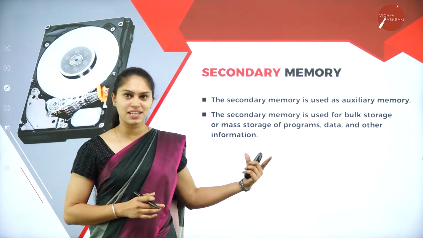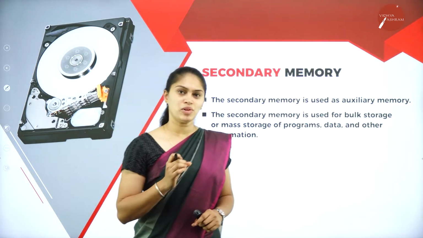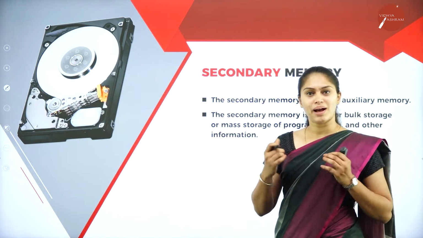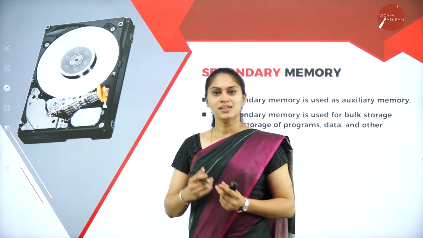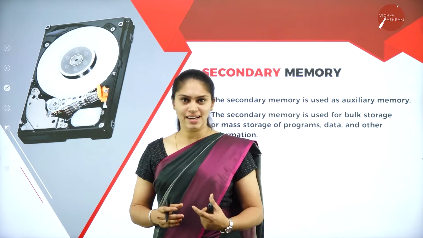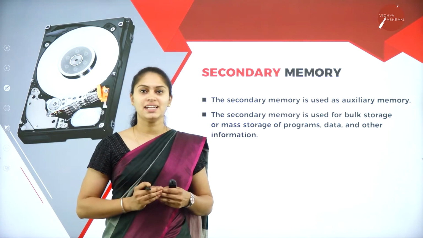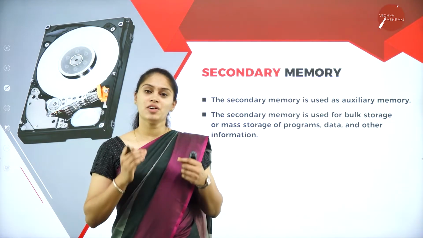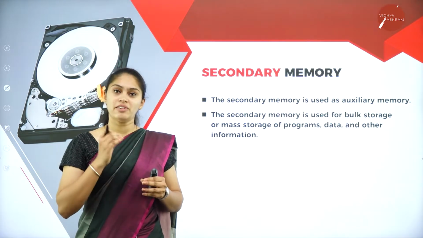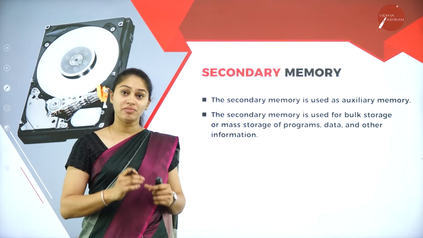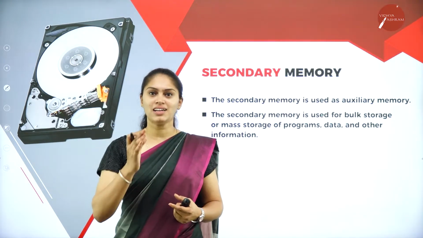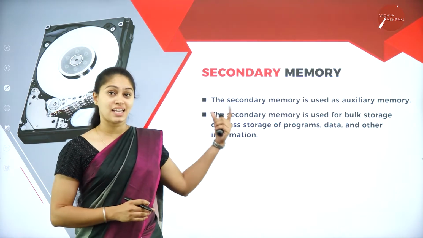When it comes to secondary memory, secondary memories are mainly used to store a bulk amount of data. Can I store a bulk or large amount of data by making use of primary memory? No. It will store only the data and instructions which are immediately required for processing. But when I want to store the data and information permanently, or when I want to store data of a large size, a bulk or mass amount of data, at that time we have to go with secondary memory.